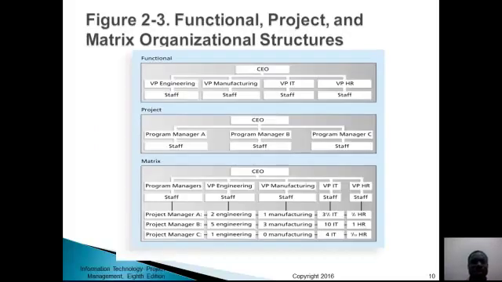Let's look at this diagram. Under the functional, we have the CEO at the head, Vice President Engineering, Vice President Manufacturing, Vice President IT, and HR. They all report directly to the CEO. That is functional. And then when you take project, we have the CEO, Program Manager B, Program Manager C. All other staff report to the program managers before the program managers in turn report to the CEO. And in the matrix approach, you have intermediate bosses before it gets to the CEO. These are the 3 different structures we are talking about here.